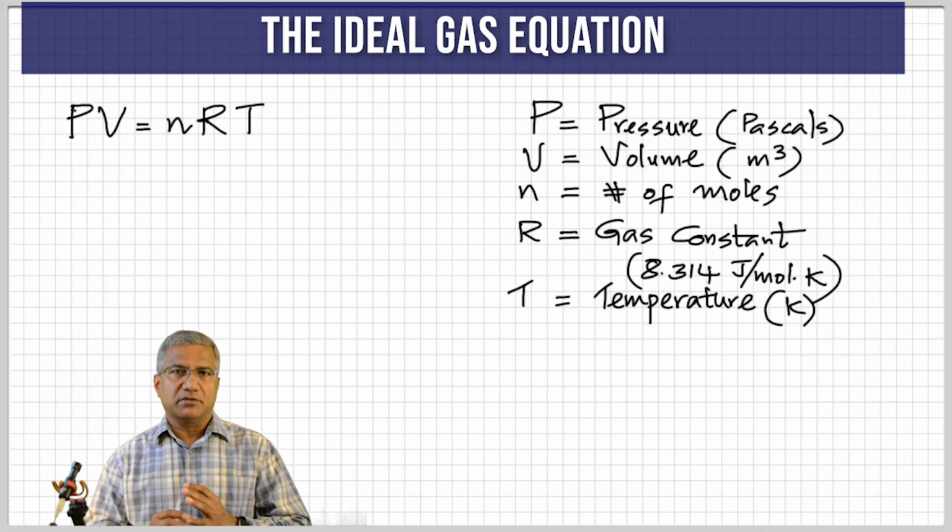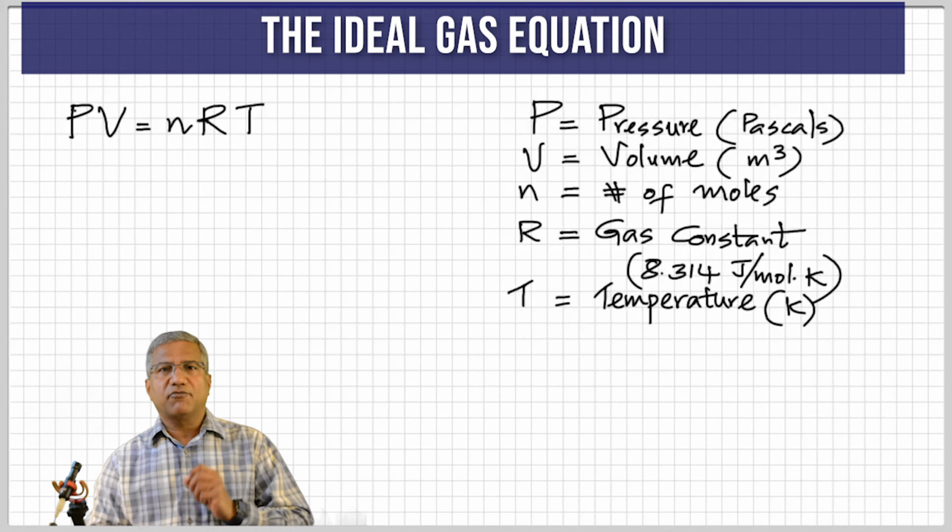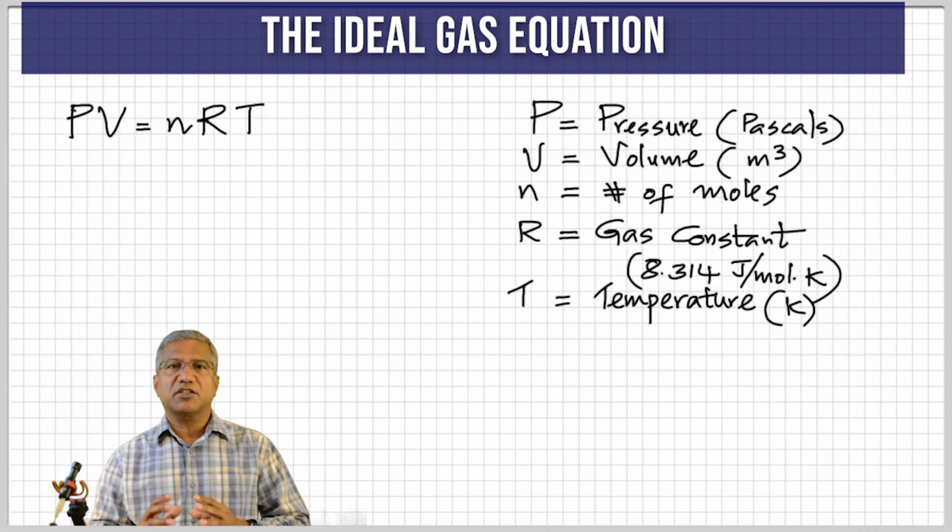P is the pressure in pascals. V is the volume, must be in meter cube. N is the number of moles. Now what is that? We'll get to that in a minute, but it's just a number. It has no units. R is a constant for all gases.